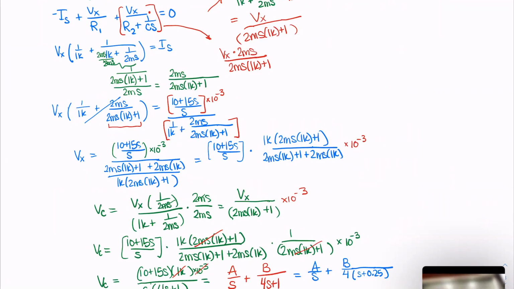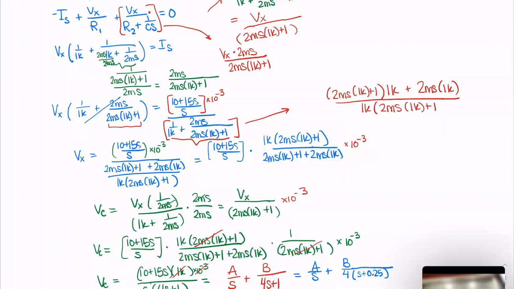So from here, I again combine the bottom. So we'll take this part over here. In order to get a common denominator there, I have to multiply the one with the 1K by 2 milli S 1K plus 1. And then the 1K stays on that top. And then I need to multiply this one by 1K on the second term to get the common denominator of 1K times 2 milli S 1K plus 1.